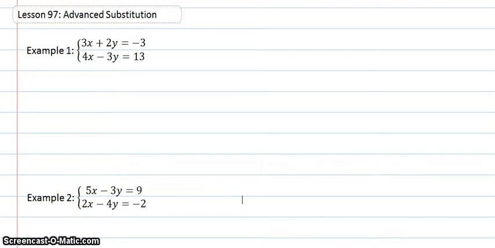Alright, the first thing you decide is which variable you want to solve for that you would be substituting in. So I chose to solve for the x in the first equation. So I have 3x equals a negative 2y minus 3. And then I divide everything by 3, so I have x equals negative 2/3 y minus 1.